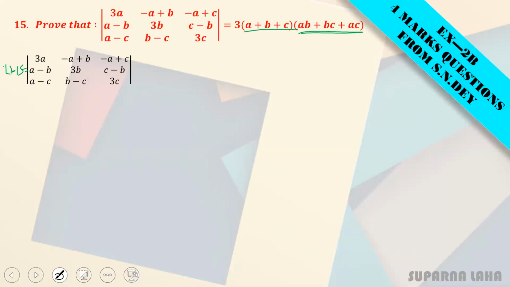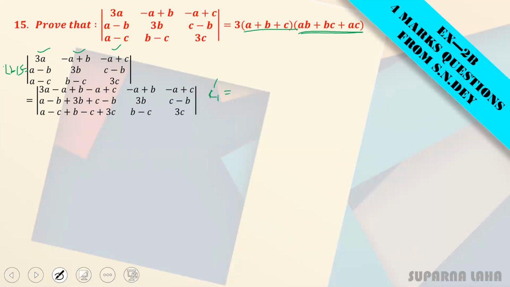So what is LHS? Write down the LHS first. Now if we add column 1, column 2, column 3, can you get this factor a plus b plus c? Just add them. 3a minus a plus b minus a plus c. So 3a minus a, that means a, and plus b plus c. So a plus b plus c. So for the first row, I got this. For the second and third rows also, we'll get this factor. So just add this: C1 dash is given by C1 plus C2 plus C3.